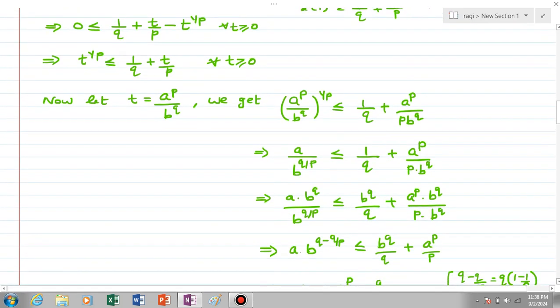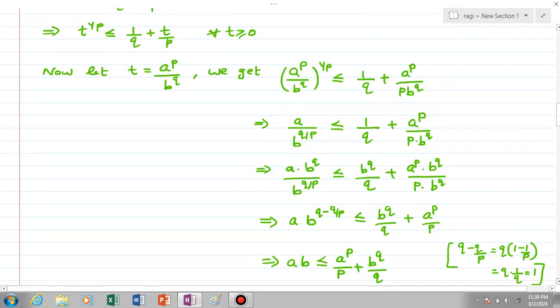Now multiplying this throughout by b^q, we can see that a·b^q/b^(q/p) is less than or equal to b^q/q + a^p·b^q/(p·b^q).